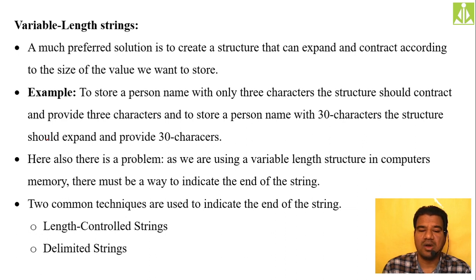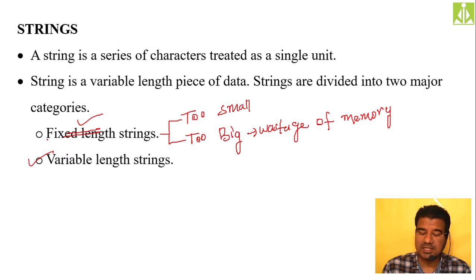So the problems associated with fixed length strings, in this slide we discussed. Then how we solved those problems, how we get the solution for that problem using variable length strings, here we discussed. And in variable length strings, as the size is not fixed, there is a problem also. In fixed length strings, we said the size is fixed, so the compiler will come to know where to stop, because if you fix the size as 3 characters, then the compiler automatically knows that it has to read only 3 characters from that particular string.